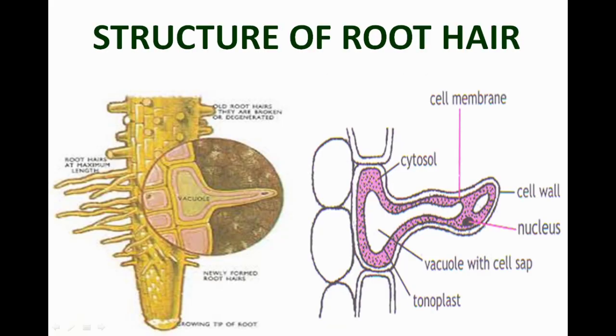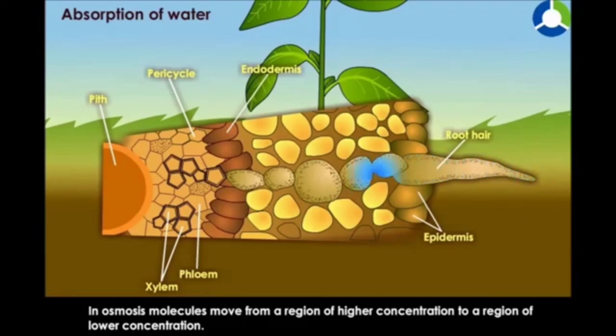The root hair is the extension of epidermal cells. Root hair consists of a permeable cell wall, semi-permeable plasma membrane, cytoplasm, and a large vacuole with cell sap. The vacuole is surrounded by tonoplast. The entry of water and minerals takes place only through this root hair.